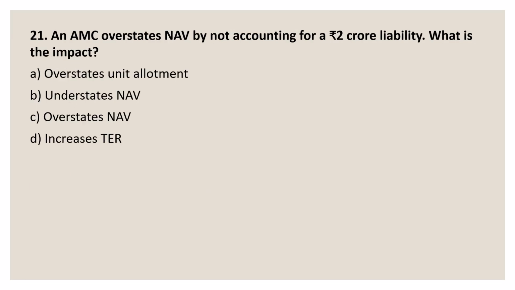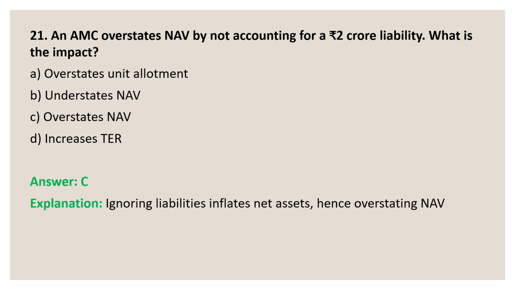Next question. An AMC overstates NAV by not accounting for a 2 crore liability. Then what is the impact? Option A overstates unit allotment, option B understates NAV, option C overstates NAV and option D increases TER. Correct answer is option C overstates NAV.